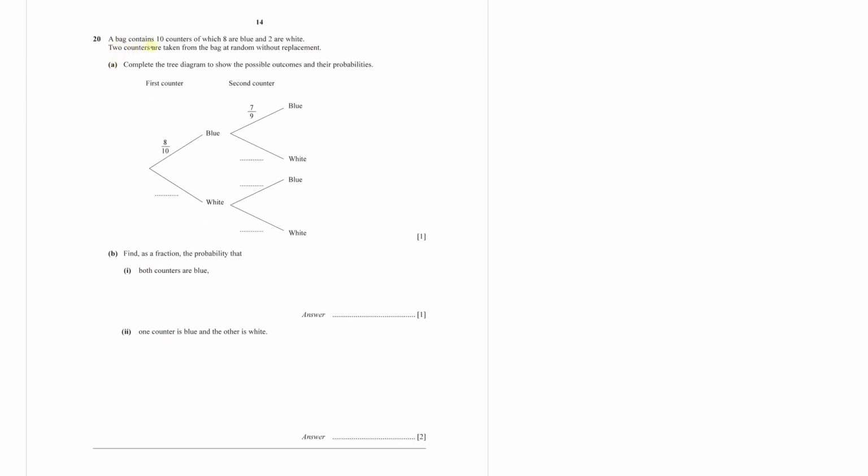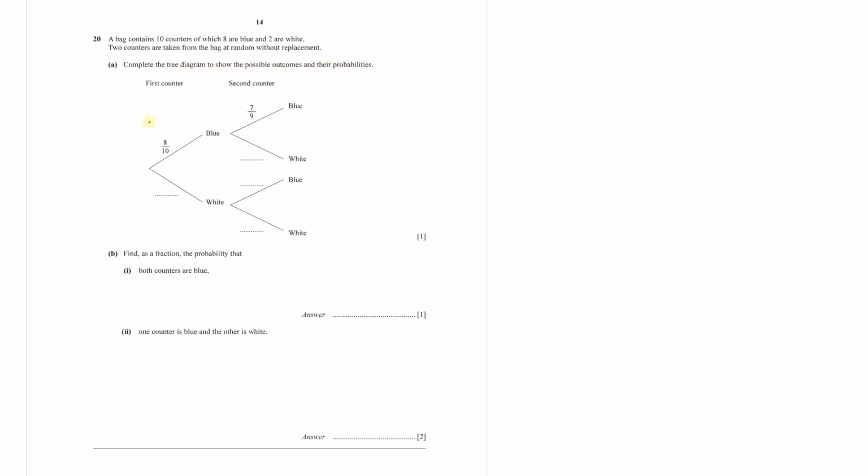So a bag contains 10 counters, of which 8 are blue and 2 are white. 2 counters are taken from the bag at random without replacement. So you take one out and then you take the second one out without putting the first one back in. Complete the tree diagram to show the possible outcomes and their probabilities.